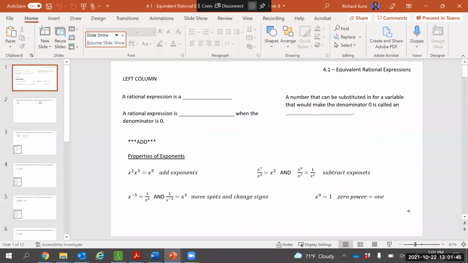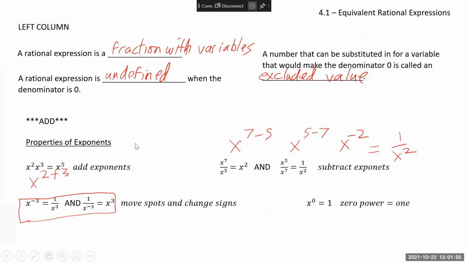Let's see, is this going to work? No, it's not. That's too bad. And my little thing is still not compressing itself. There we go. Now it's working.